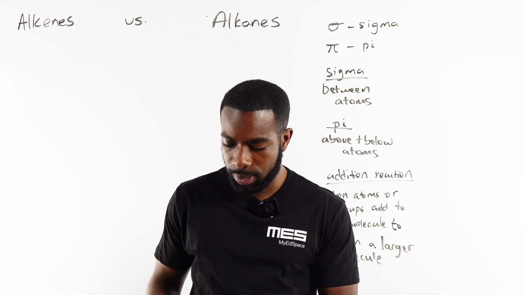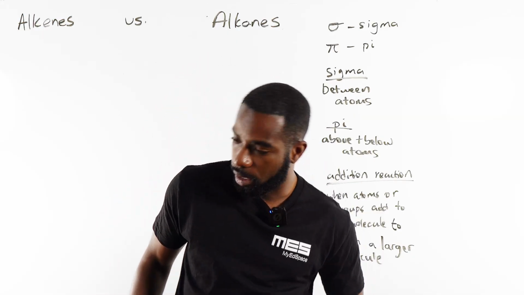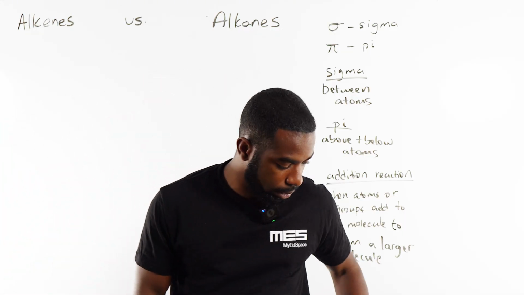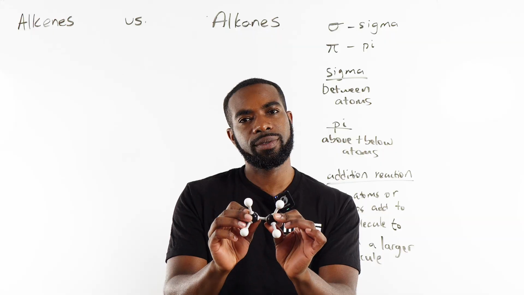So today we're going to be looking at alkenes versus alkanes. In my pocket here, I have an alkene. This is ethene. And in my other pocket, I've got lots of molecules in my pockets, you see. And this one here is our ethane. So what's the difference between these?